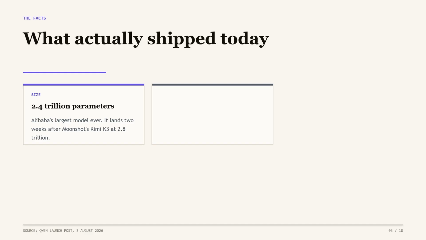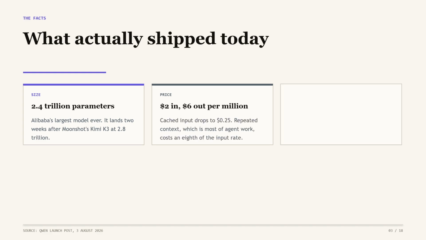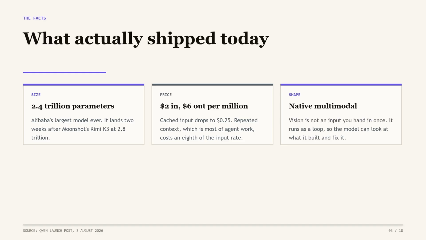The price is $2 per million tokens going in and $6 per million coming out. There's a third number that matters more than people think. Cached input costs 25 cents when you send the same document or the same code base again and again. You pay an eighth of the normal input rate for the repeated part.